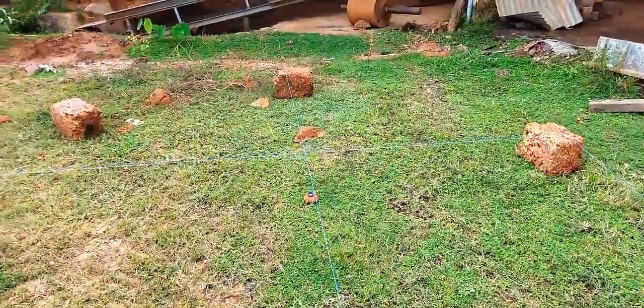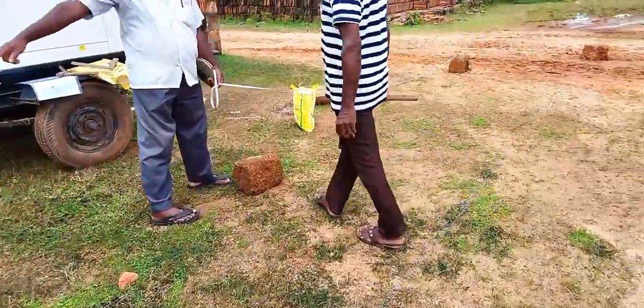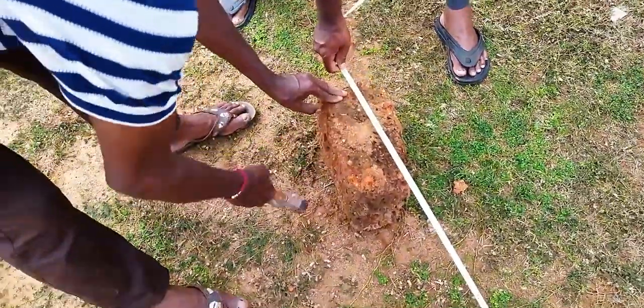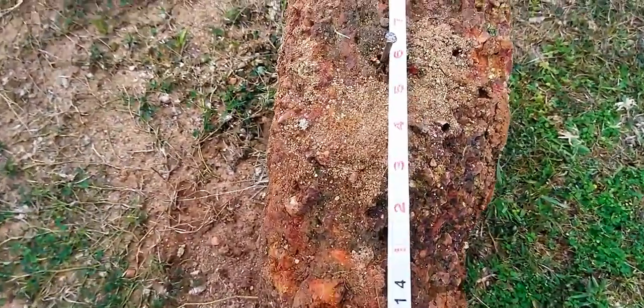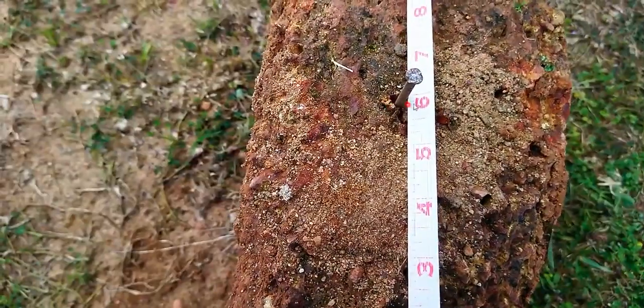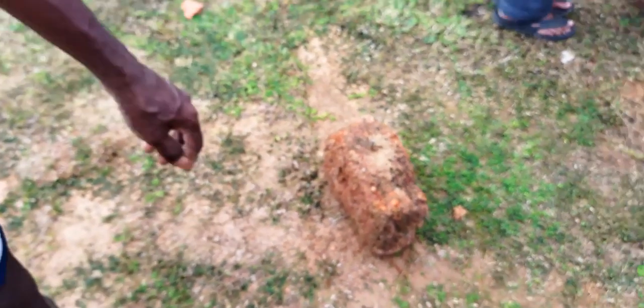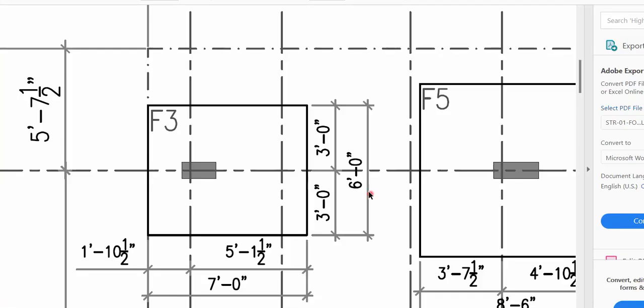Okay, so we'll go a bit forward. Now here they are doing this marking, so we'll see what exactly marking this guy has done. Yeah, so you are getting somewhere close to 14 feet 6 inch, you can see 14 there, and we'll see in the drawing where that 14 feet 6 inch is mentioned.